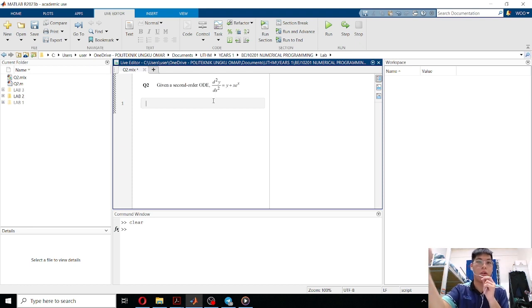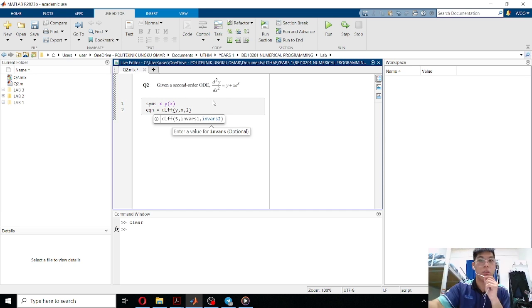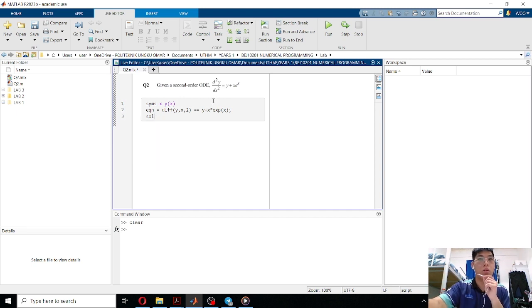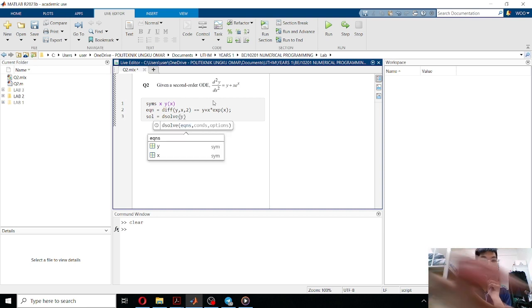So we declare syms with x and y(x), and equation equal to differentiate y(x) twice will equal to y plus x times exponential x, and we need to solve this equation.